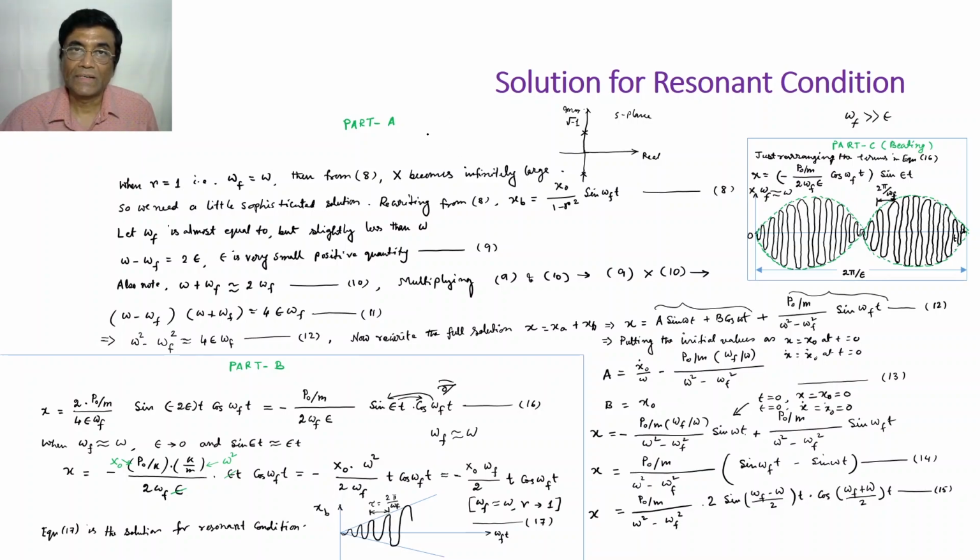The only thing you will have to do is, instead of the trial solution which we made, a sin omega t plus b cosine omega t, you can do it like this: e to the power st. Take m x double dot plus k x equal to 0, put it in here, and you will get two purely imaginary roots.